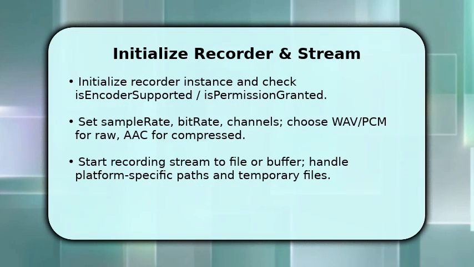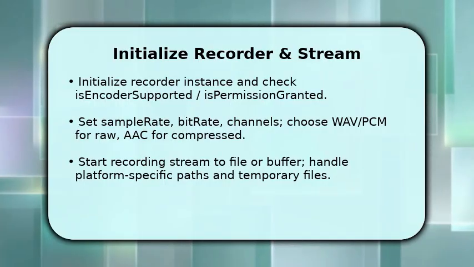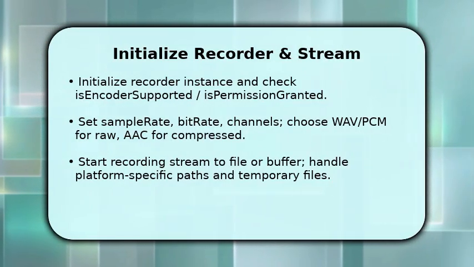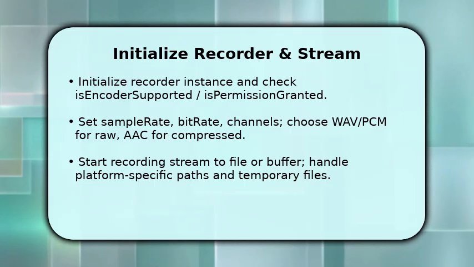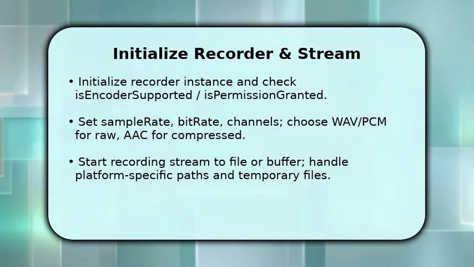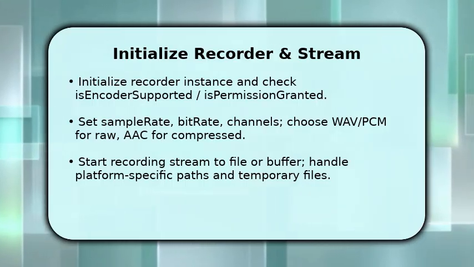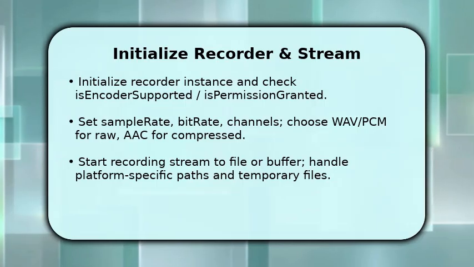You now initialize the recorder and configure audio parameters for quality versus size. Create the recorder object, verify encoder support and permissions, and set sample rate, channels, and bitrate. Pick WAV/PCM if you need raw uncompressed audio or AAC if you need smaller files.